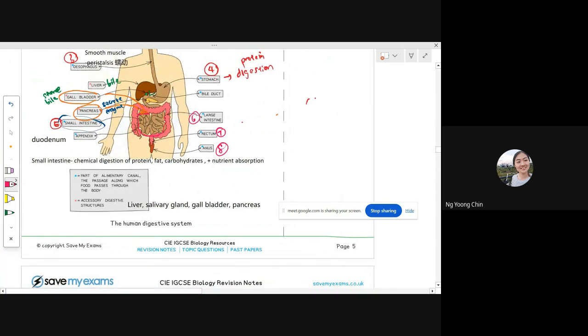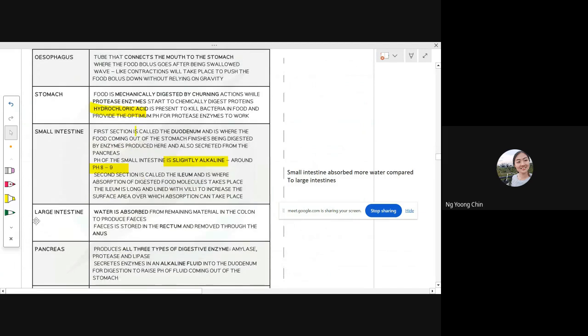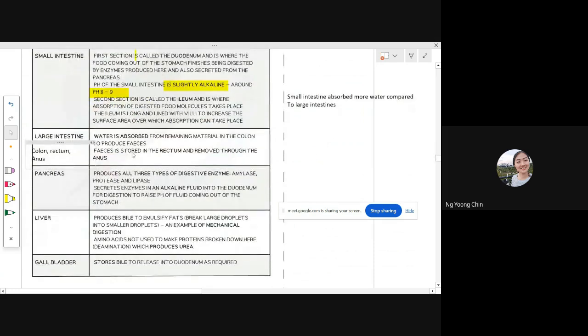The colon is around here. Okay, colon. You have heard about colon cancer, right? Usually they will have cancer at the colon area, the colon and rectum, and also the anus. So these three parts are classified under the large intestine: colon, rectum, and the anus. The function of the large intestine is to help absorb water and mineral ions.